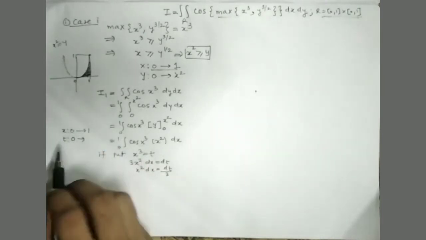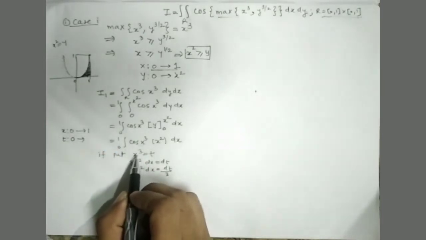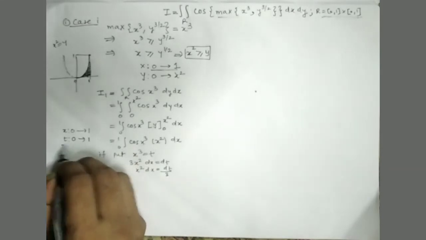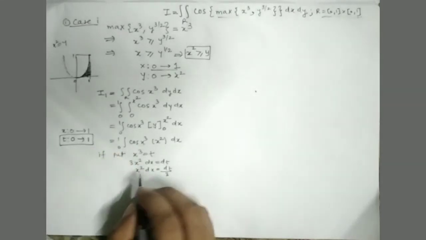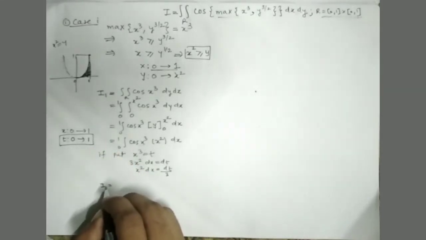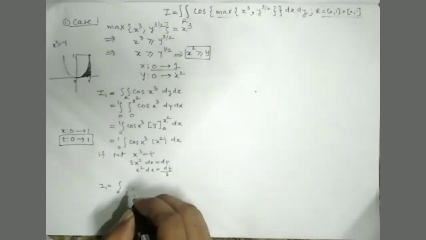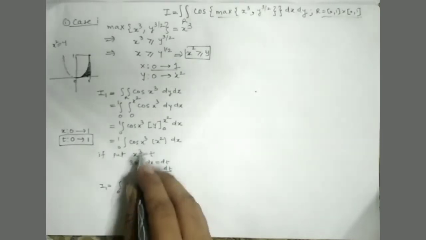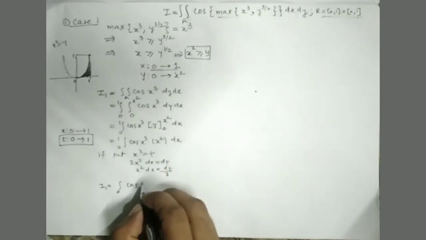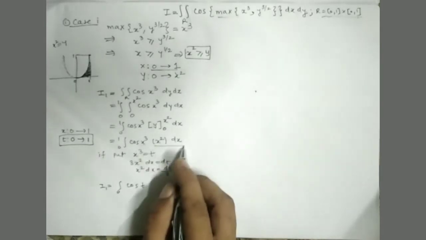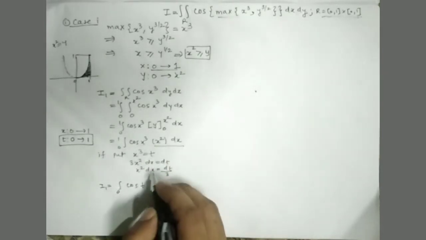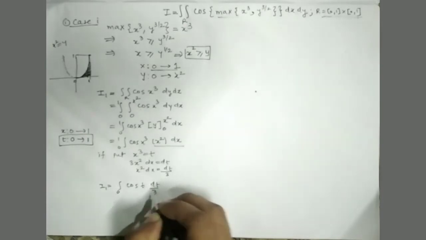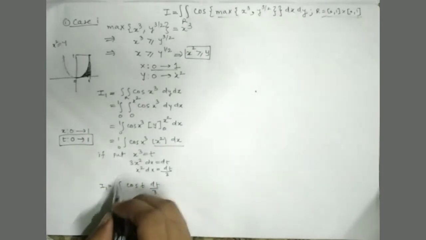If I put x equals 1 here, I will get 1 cube, which again is 1. So the range for t is also 0 to 1. Then my I1 integral will be, what is x cube? x cube is our t. x square dx is dt divided by 3. And what are the limits for t? t starts from 0 and ends at 1.